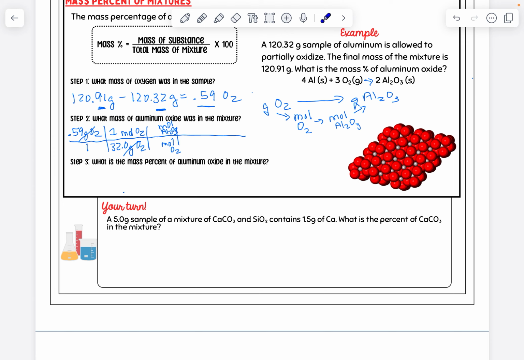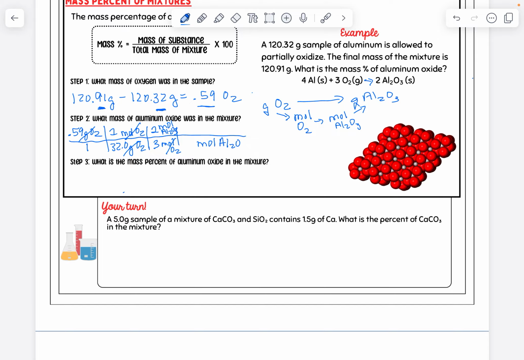And my balanced equation is like a recipe, and it tells me that I need 4 moles of aluminum, that's what this coefficient tells me, plus 3 moles of oxygen. And if I have that ratio, it will give me 2 moles of aluminum oxide. So I know that for every 3 moles of oxygen here, I can make 2 moles of aluminum oxide. And that's how I convert from moles of oxygen to moles of aluminum oxide by using the coefficients of my balanced equation.